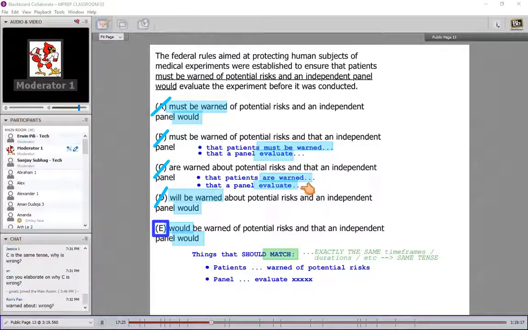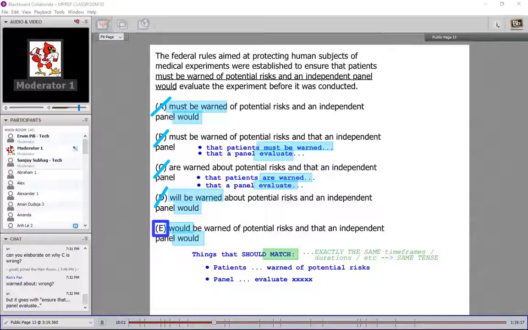Now, this is definitely not the regular present tense. A panel evaluates. If this were the present tense, this would be a panel evaluates. If this were the present tense, this would be a mismatched subject and verb. So these are not the same. The way the second one of these works is actually the way demands and commands and requests and stuff like that work.